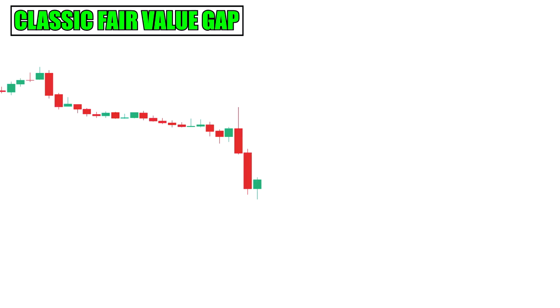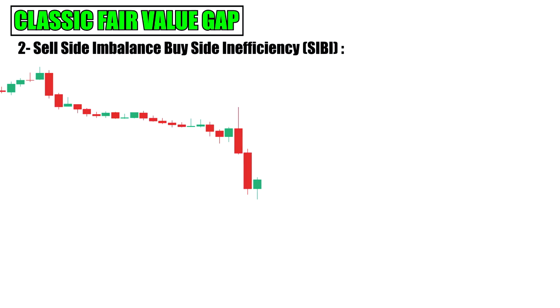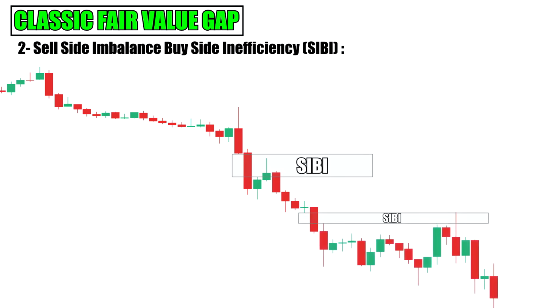And the second type is sell-side imbalance, buy-side inefficiency. It forms during sharp downward moves where buyers don't get a fair chance to engage. As a result, the market typically retraces upward to offer balanced buy-side activity before possibly continuing lower.